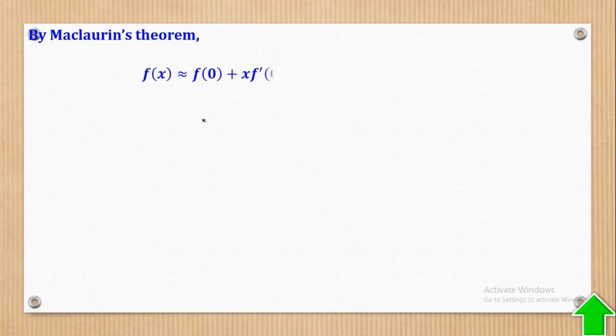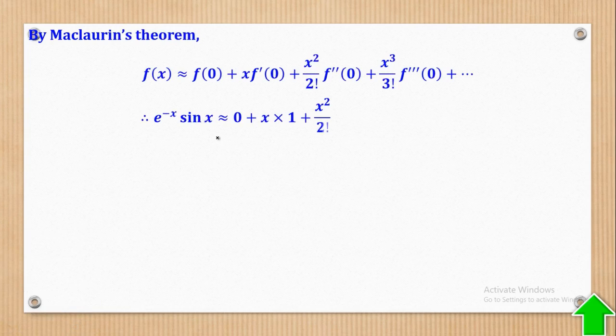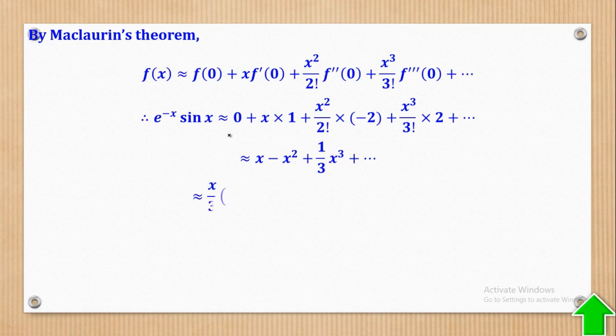So by Maclaurin's theorem, we shall quote the formula, then substitute, and then simplify until we get the required expression. So the required expression will be that. When I factorize out x over 3, I'll come up with that, which is required.